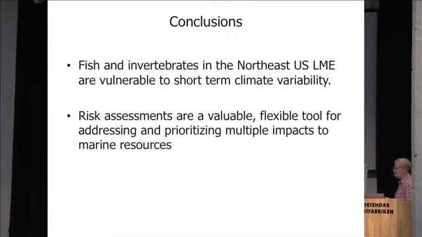So in general, some of the conclusions from the study is that fish and inverts in the Northeast are vulnerable to short-term climate variability, especially our shellfish like lobsters and scallops that don't have as much mobility, and then also potentially for our demersal species like our gadoids, cods, and haddocks and things like that. And I think the main point that the authors wanted to say is that these risk assessment processes like this level 2 assessment don't always have to be Cadillac versions, or I don't know what the international version of Cadillac is, maybe the Rolls-Royce version of a level 2 assessment.